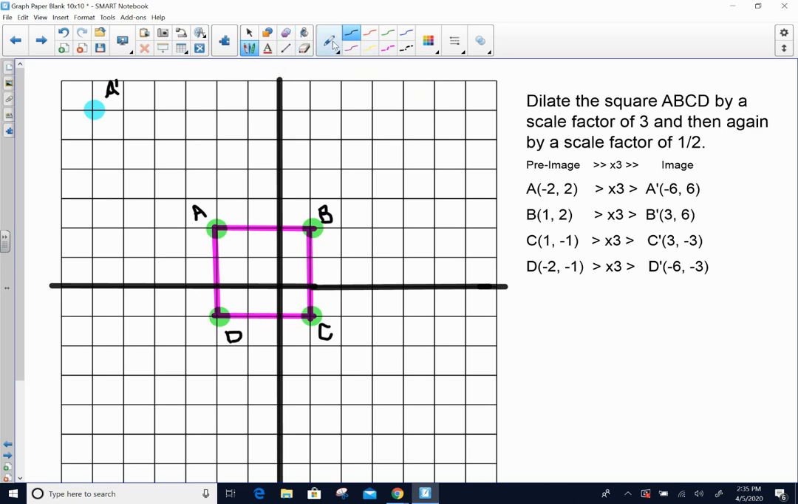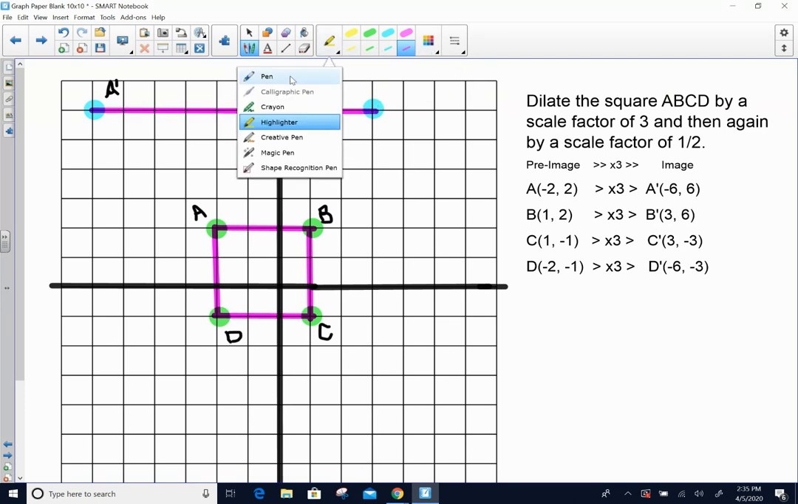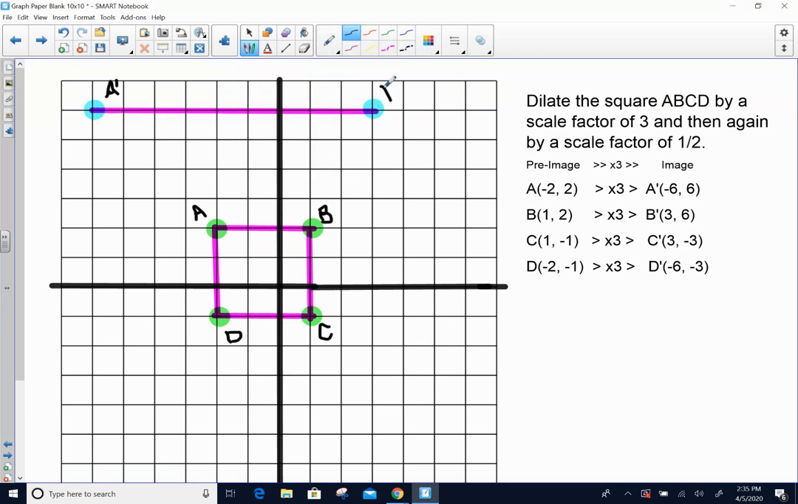Same thing for B. I'm going to go ahead and plot point B. Point B was 3, positive 6. Positive 3 means I go to the right. 1, 2, 3. And I'm going up. 1, 2, 3, 4, 5, 6. Right there. I'll go ahead and connect those. And let's label it as point B prime.